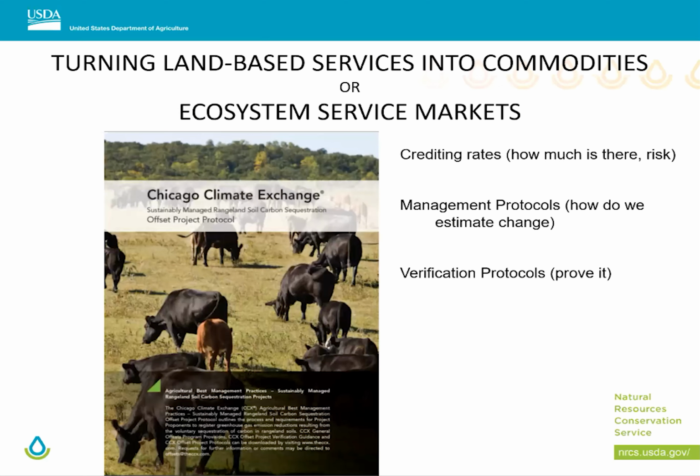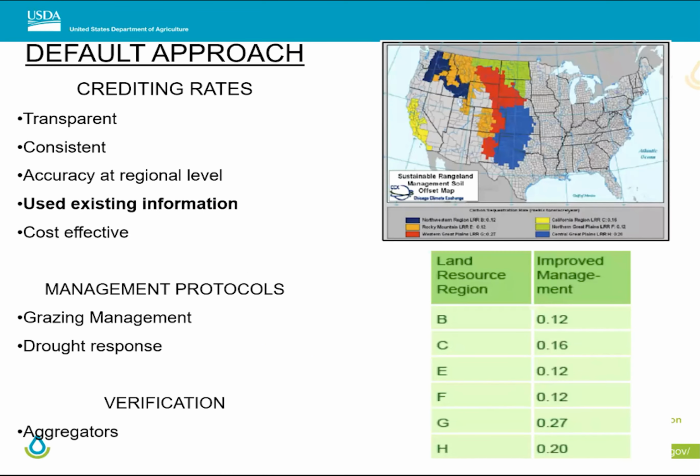And most of what I'm going to talk about in the next minute or two is from the Chicago Climate Exchange, where we confronted a lot of these challenges in building that system. So what we came up with was largely a default approach. For crediting rates, how much is there? They had to be transparent. They had to be consistent. They had to be accurate. And notice I didn't say precise. We wanted them to be accurate at a regional level. We had to use existing information, and they had to be cost effective.